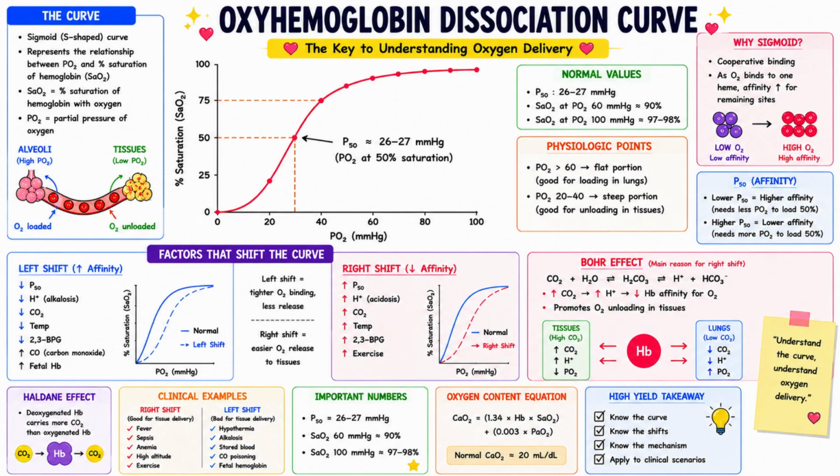And know this above everything else. The pulse oximeter tells you saturation. It does not tell you oxygen content. It does not tell you hemoglobin. It does not tell you delivery. You have to know the whole curve to understand what that number actually means. Understand the curve. Understand oxygen delivery.